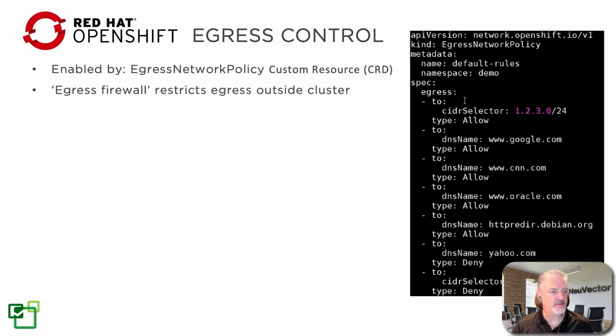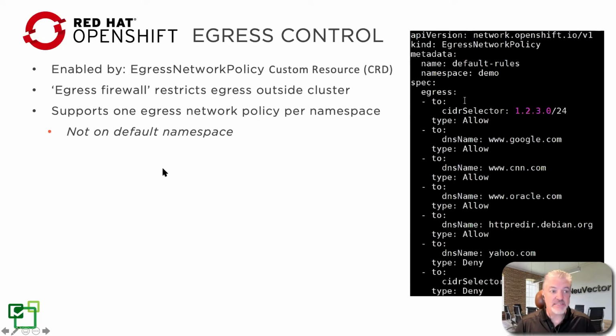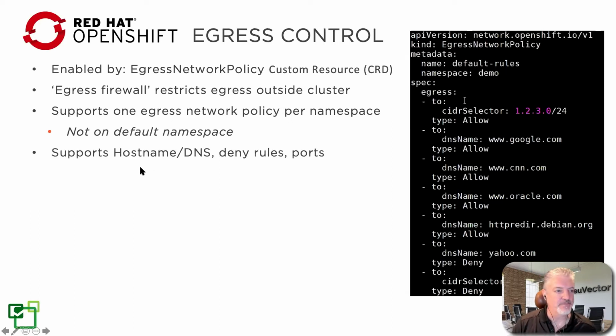The egress network policy is able to deploy an egress firewall, and this does have the concept of egress outside of the cluster. It supports one egress network policy per namespace, but it is not allowed for the default namespace. So all of your rules are going to need to be put in a specific namespace policy. I like that. I don't even see that as a negative because you shouldn't be using the default namespace. It just causes issues. It does support the resolution of DNS names.